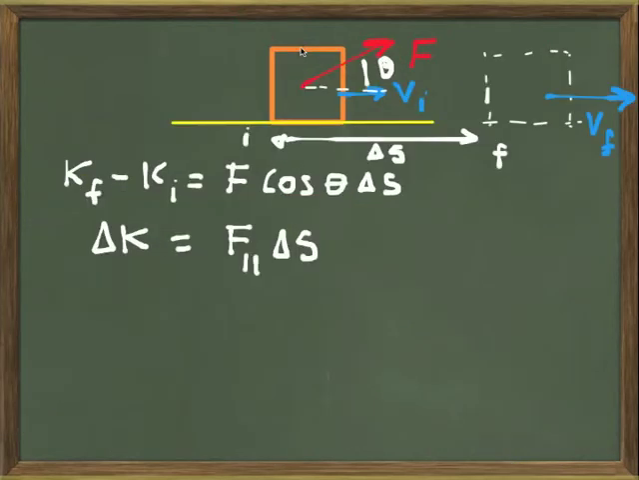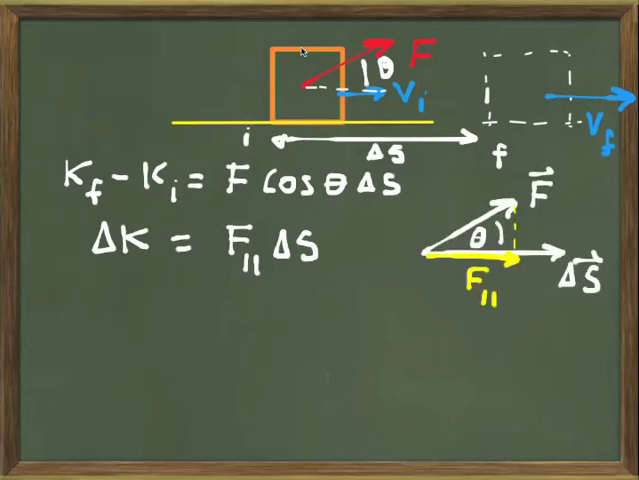So like I said, the change in kinetic energy is given by the parallel component of the force. Parallel to what? Parallel to the displacement. That's what matters. Only that component. So if that's the vector F and the vector delta S with an angle theta between them, the F parallel is the component of F, F cosine theta, that goes in the direction of delta S.